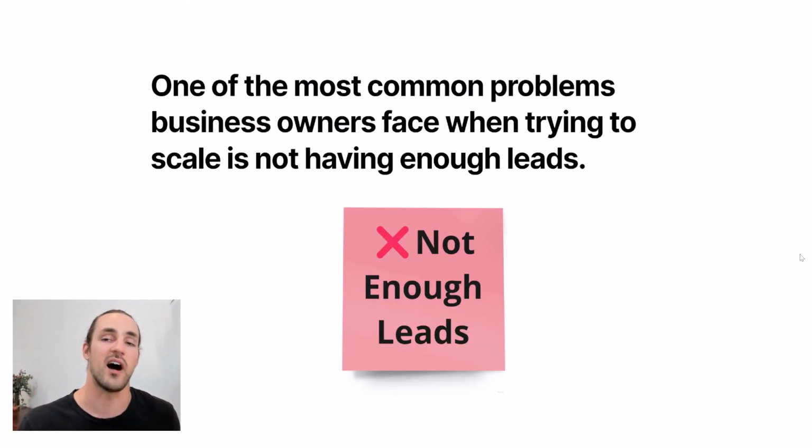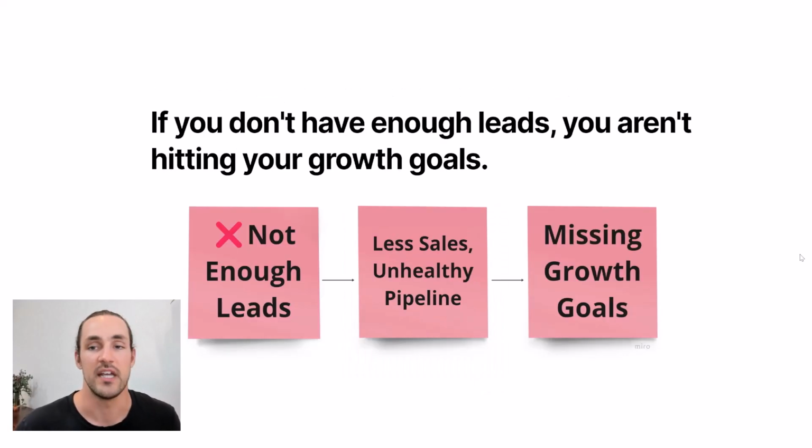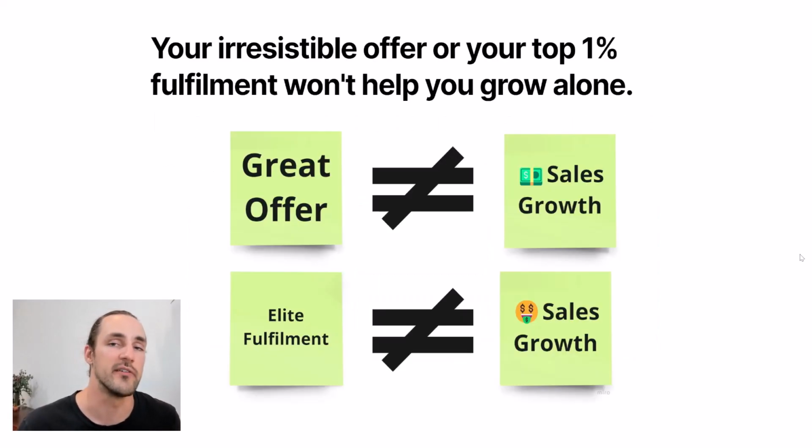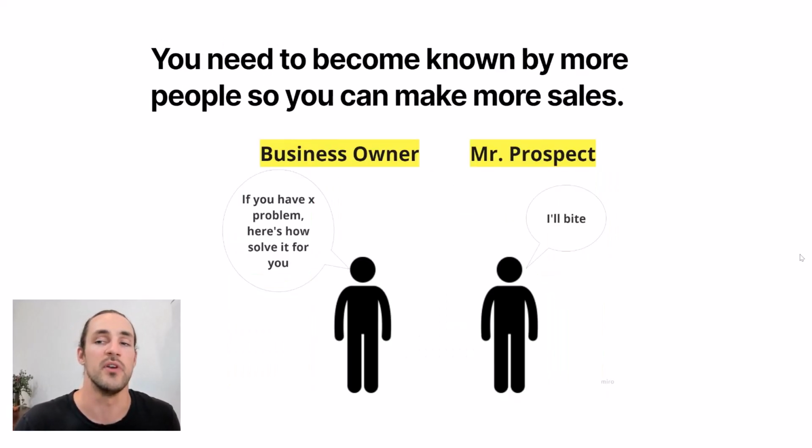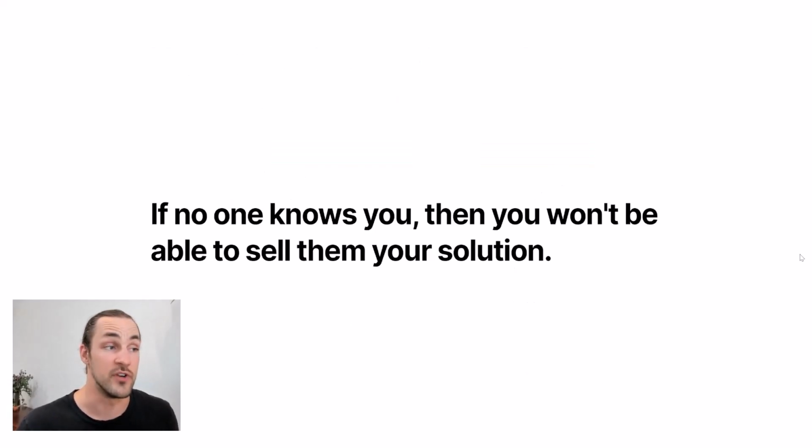So one of the most common problems that businesses face when trying to scale is simply not having enough leads. If you don't have enough leads, then you're not hitting your growth goals. And your irresistible offer or your 1% fulfillment will not help you grow alone. You need to become known by more people so you can make more sales. And if no one knows you, then you won't be able to sell them your solution.